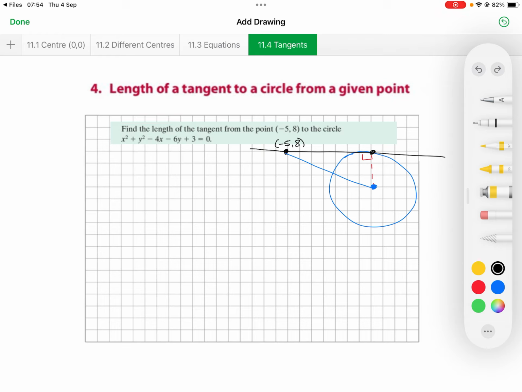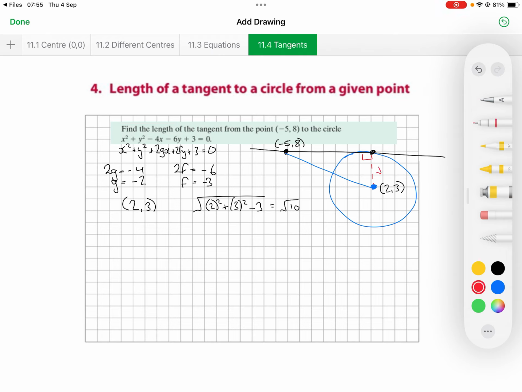So using your general equation, x squared plus y squared plus 2gx plus 2fy plus c equals 0. 2g equals -4, so g equals -2. 2f equals -6, so f is equal to -3. So my centre is 2, 3. There's my centre, 2, 3. I can find my radius because my radius is root of g squared plus f squared minus c. So that's going to be 2 squared plus 3 squared minus c, so minus -3. So that's root 10. So this side here, the red side, is root 10.